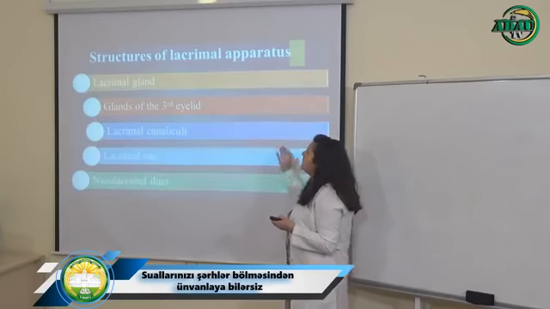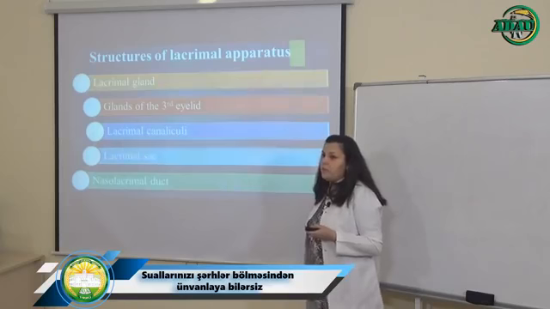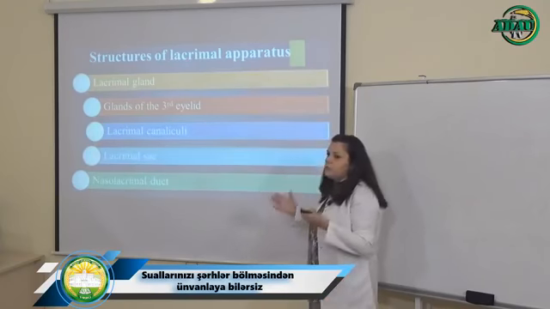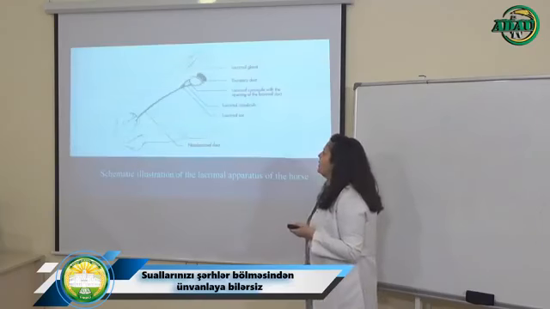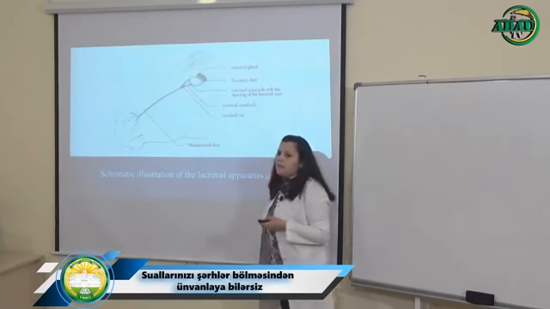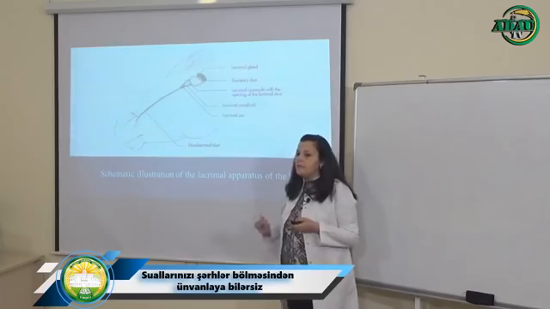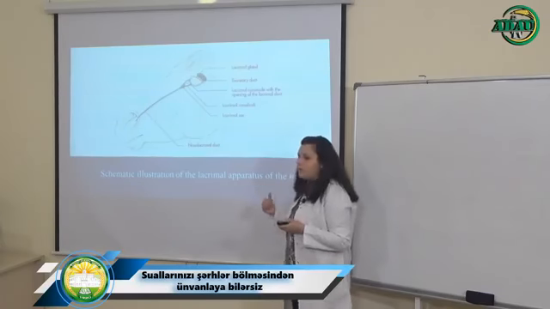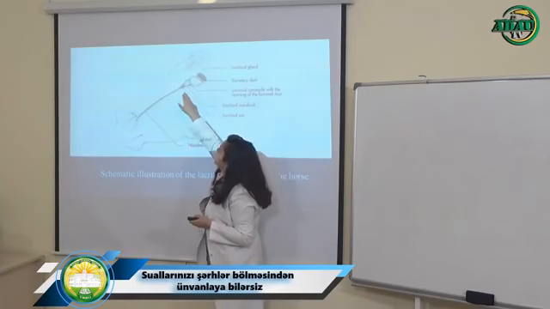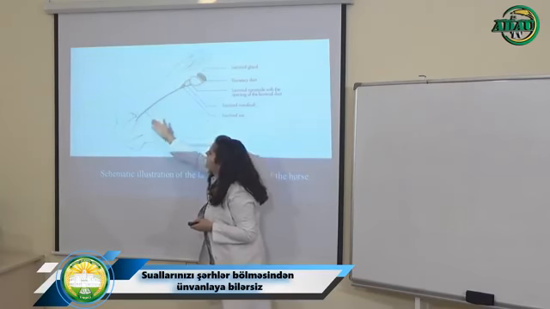What about the structure of the lacrimal apparatus? The lacrimal apparatus has several elements. First of all, the lacrimal gland. Here you can see the lacrimal gland. The lacrimal gland is located in the lateral part of the orbit, close to the temporal region. Then there are the lacrimal canaliculi, lacrimal sac, and nasolacrimal duct.